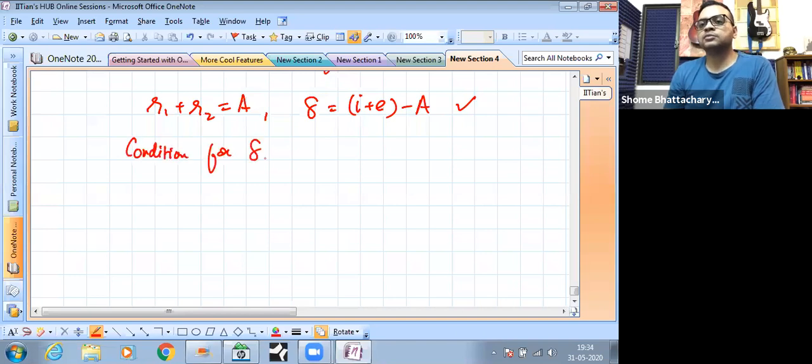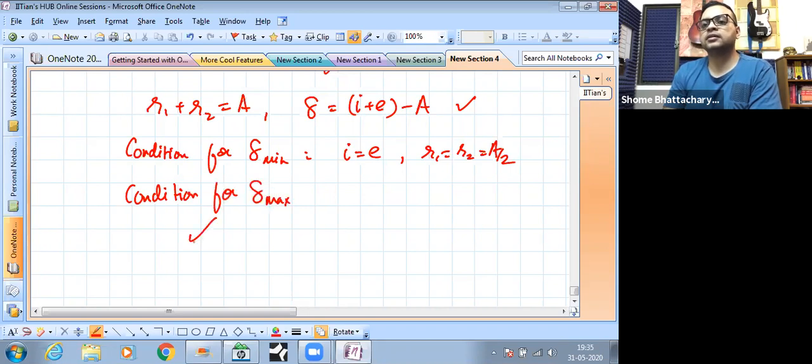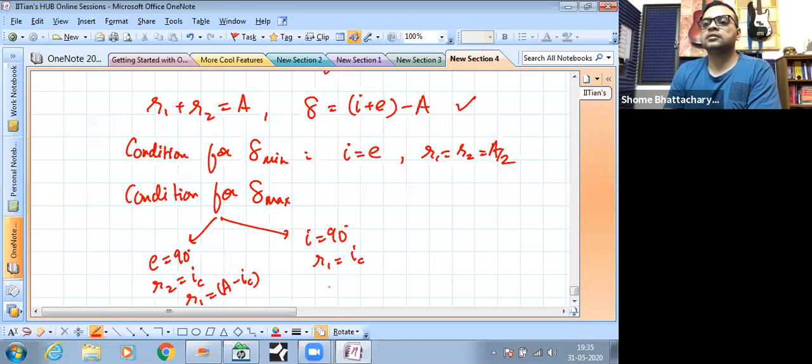So if you keep this in mind, and then you keep in mind the condition for minimum deviation, that is that I is equal to E and R1 is equal to R2, which becomes A by 2, then just put this in Snell's law along with the first two equations. And the condition for maximum deviation is either that your emergence is grazing, so your R2 is the critical angle, so your R1 becomes A minus critical angle, or that your incidence was grazing, so your R1 becomes the critical angle, so your R2 becomes A minus IC.